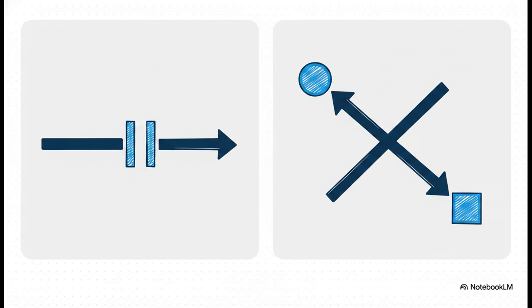But an if-then-else statement, that is a literal fork in the road. You must turn left to the adult section, or you must turn right to the minor section. There is absolutely no middle ground. If age is greater than or equal to 18, show adult, else show minor. One distinct thing happens if the condition evaluates to true, and a completely different thing happens if it's false.